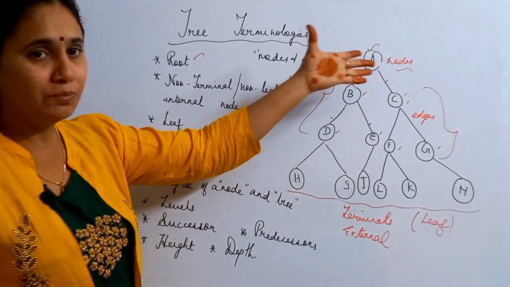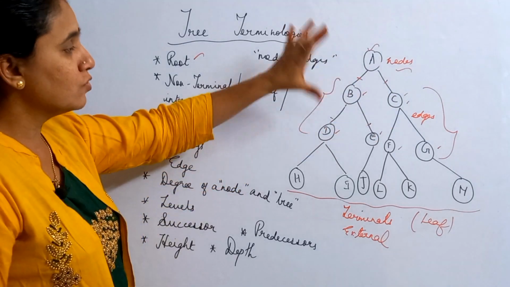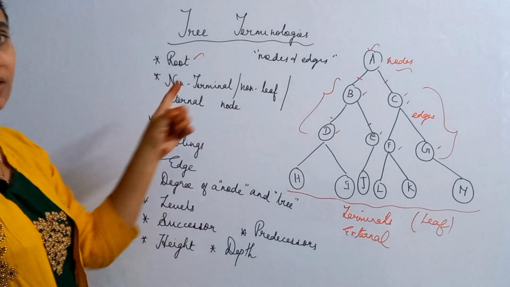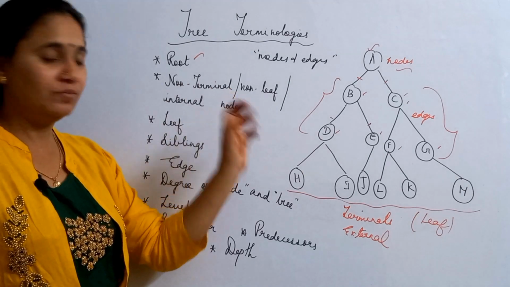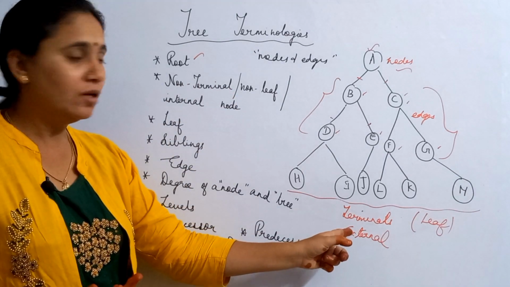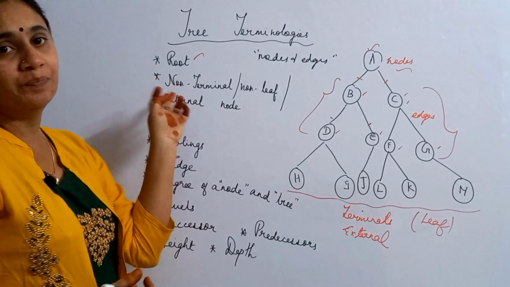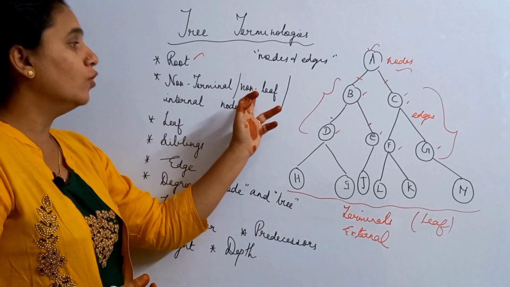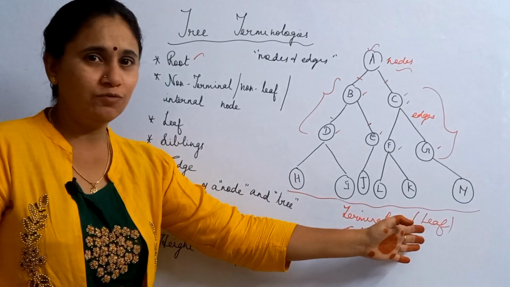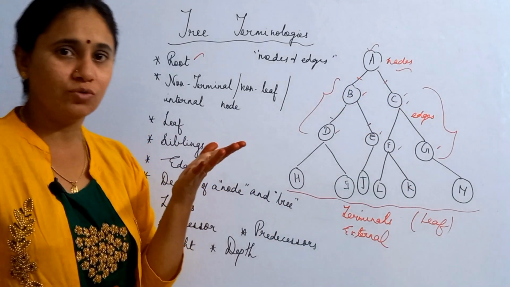So these are all present in between. It can be seen or not seen, so we call them an internal node. The other name is non-terminal. This is terminal ending, so the opposite of terminal is non-terminal, isn't it? So we are referring to it as non-terminal, non-leaf node, because they are not leaf nodes, isn't it? So these are all not leaf nodes.